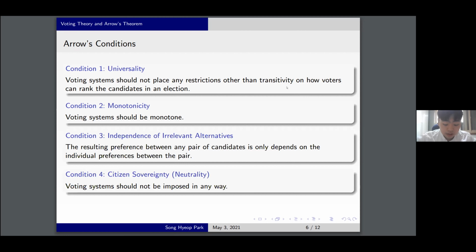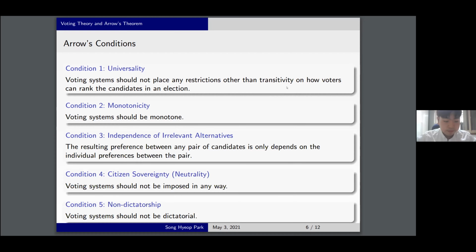The fourth one is citizen sovereignty. In other words, neutrality. Voting system should not be imposed in any way. Non-imposed means that you have all the possibilities of resulting preference order. The last one is non-dictatorship. Voting system should not have a dictator who can decide the resulting preference by himself.